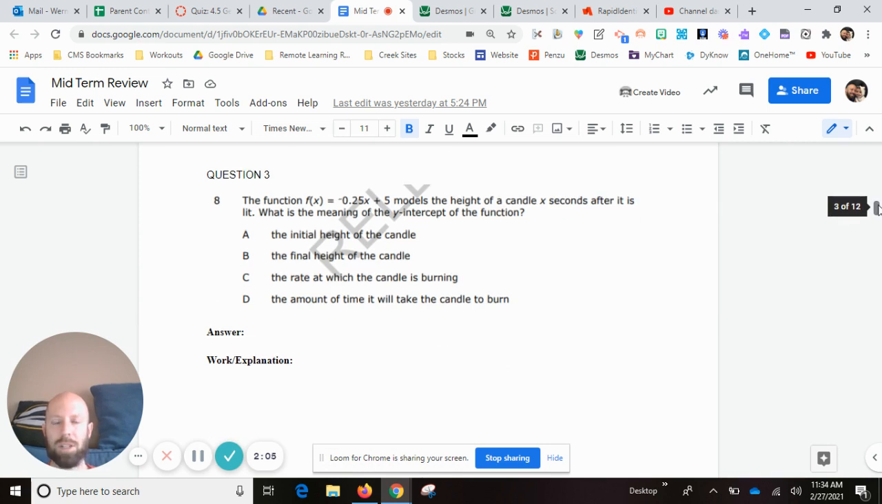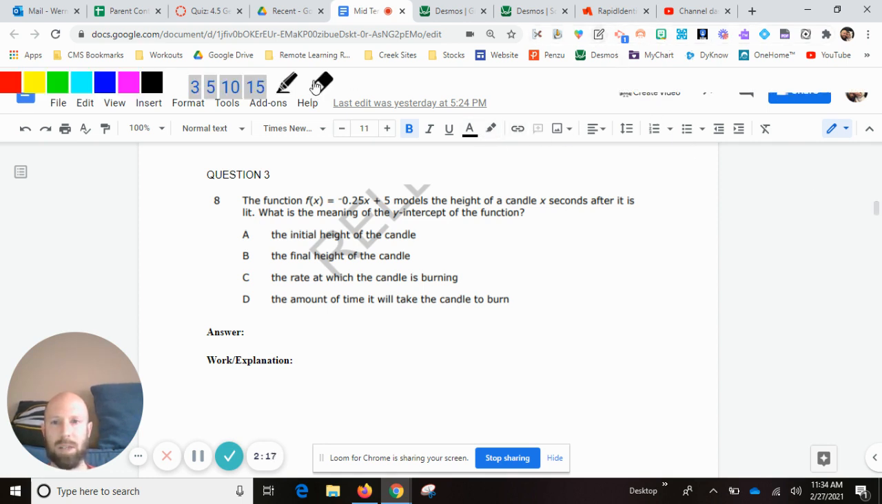Question 3, the function f of x equals negative 0.25x plus 5 models the height of a candle x seconds after it is lit. What is the meaning of the y-intercept? Remember that as we graph, the y-intercept is where the line crosses the y. The y is the one that goes up and down. That is the initial value when x is equal to 0. So if we have a candle that's being lit, the initial value would be the height.